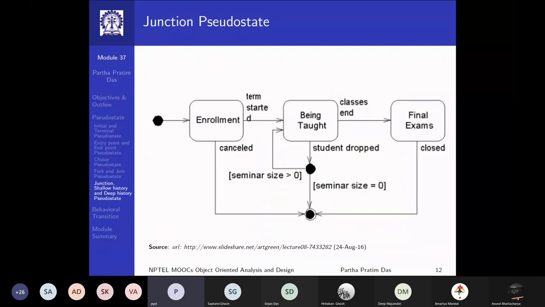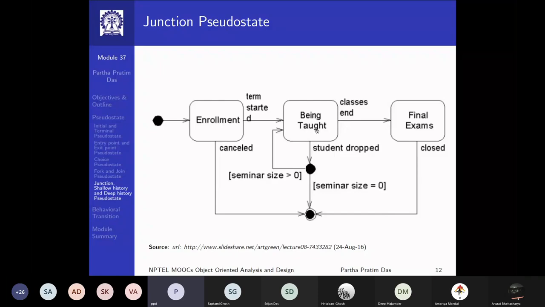This is another example, an enrollment process. So you enroll, the term starts, the student is being taught, and when the classes end, the final examinations happen, things get closed, and you come to the final state, another pseudostate.